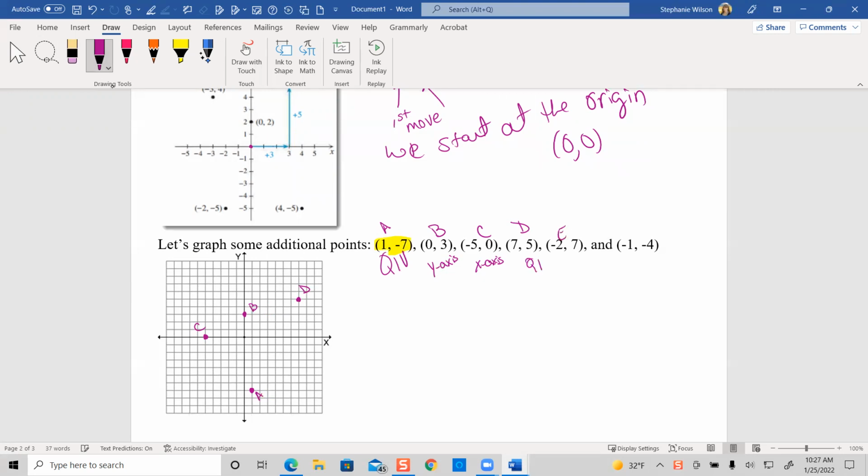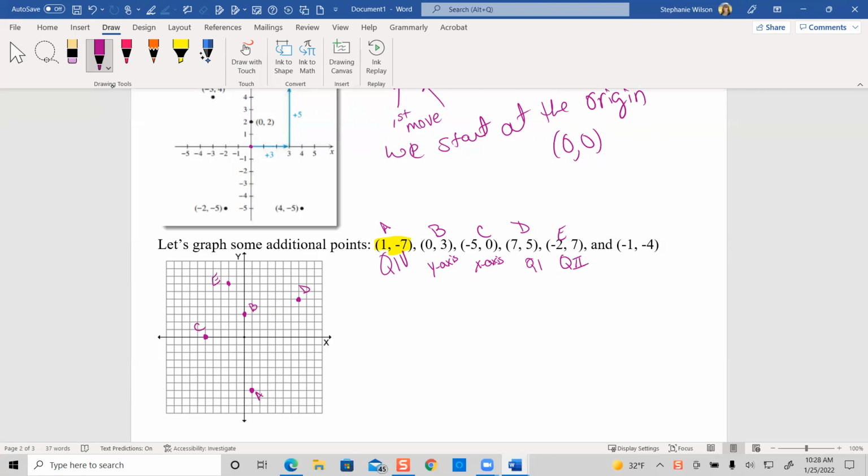Now let's call this one E. Let's go back to 0, 0, the origin. And x is negative, so I'm going to go to the left 1, 2. And y is positive, so I'm going to go up 1, 2, 3, 4, 5, 6, 7. And that's my E. And that is in quadrant 2.